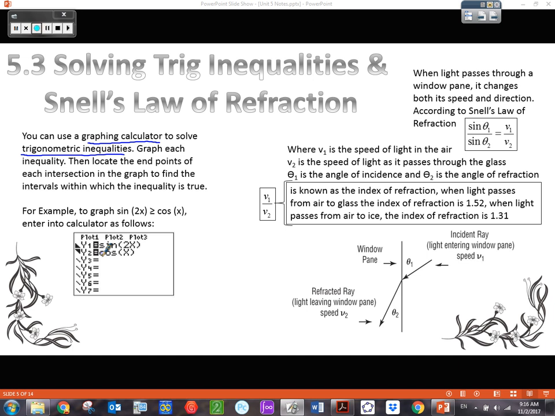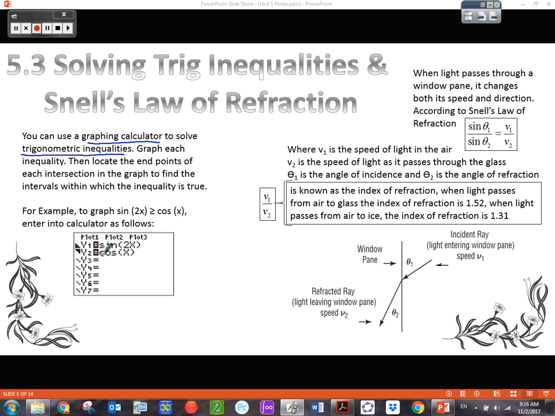So let's look at Snell's Law. I'm going to go through vocabulary first. This is heavy on vocabulary. The actual process that we're going to be using is not that difficult, but there's a lot of vocabulary that we need to get through.